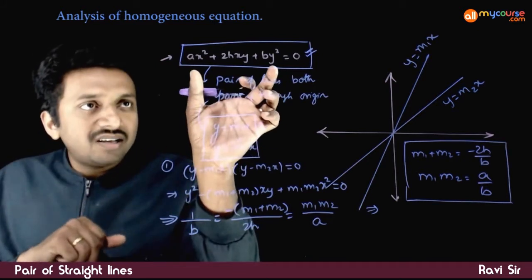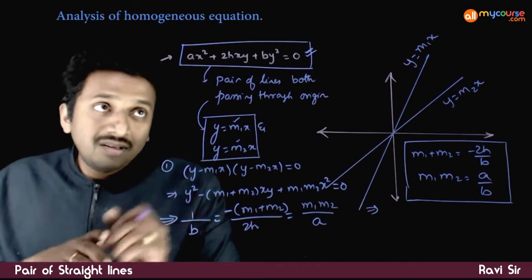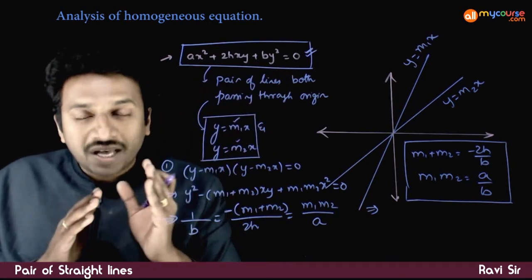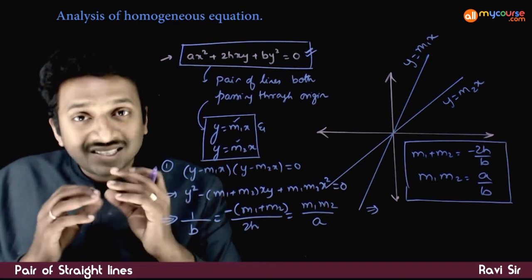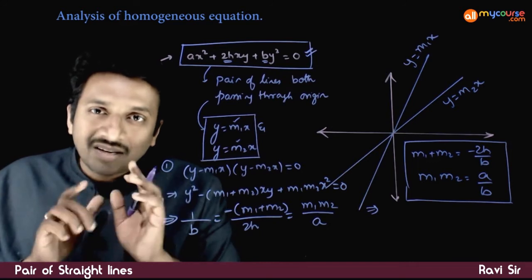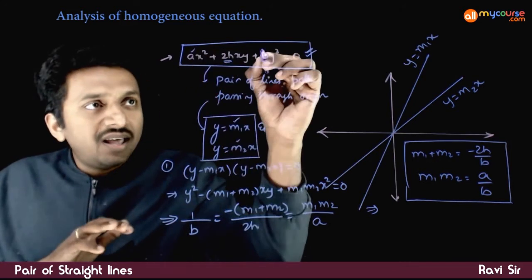So if you take a homogeneous equation, if this equation is made up of two lines whose slopes are m1 and m2, the sum of the slopes is minus 2h by b, and the product of the slopes is a by b.